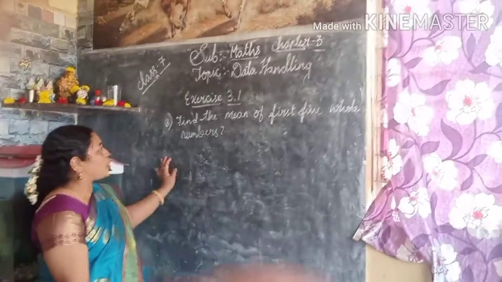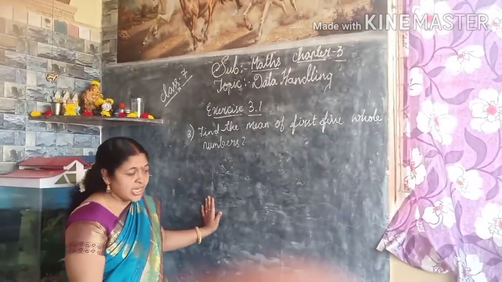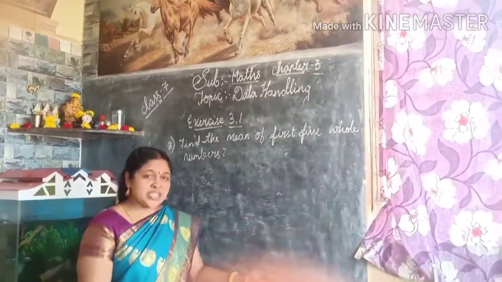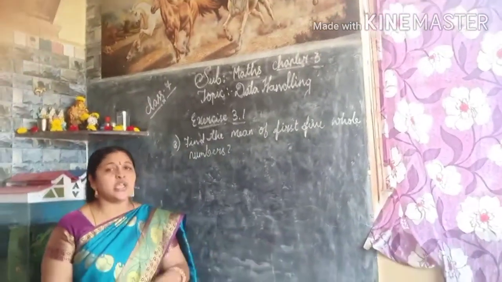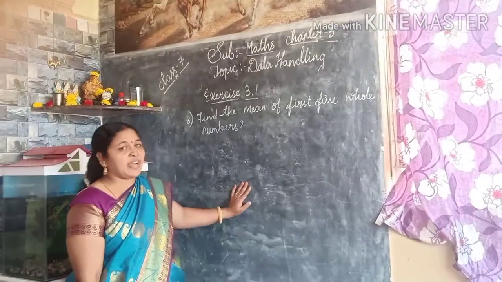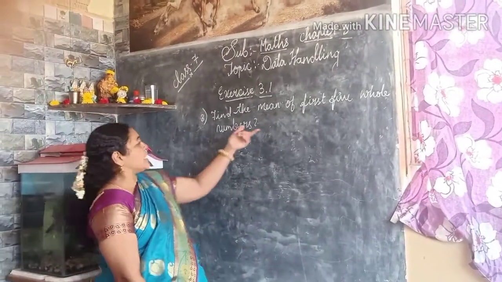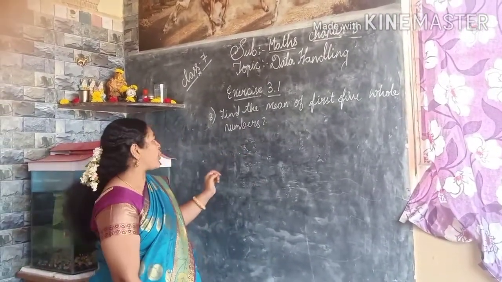Okay, let us move on to exercise 3.1. Sums number 1 and 2 are easy. I think all the 9 sums are easy only, just to find the mean and find the range. But if this is a little confusing, I'll just solve it for you.